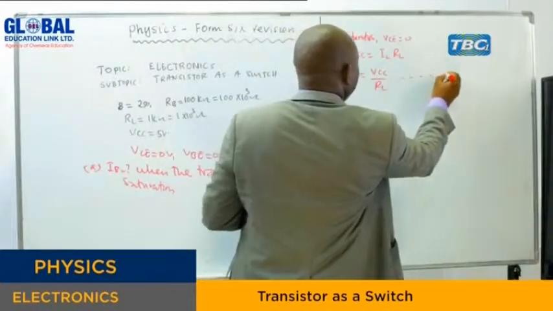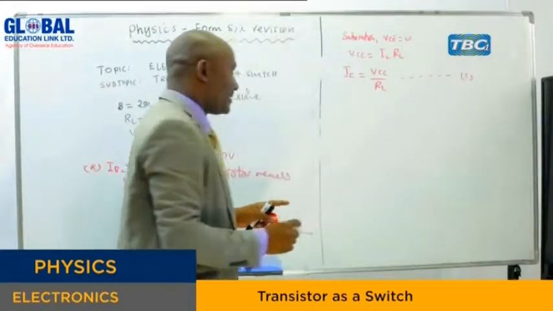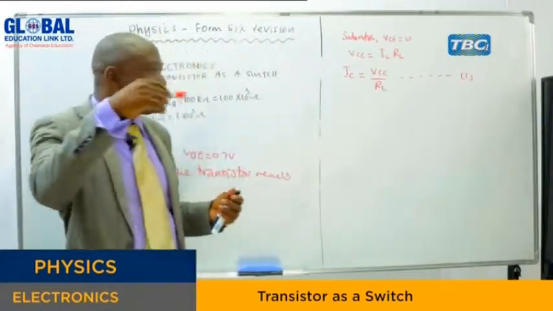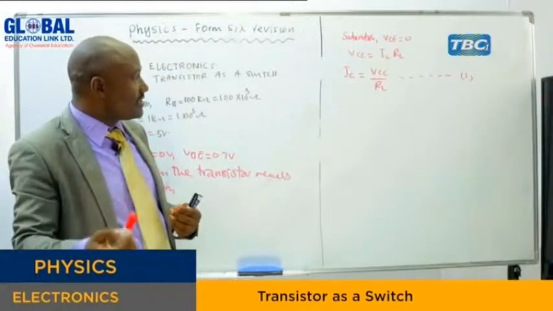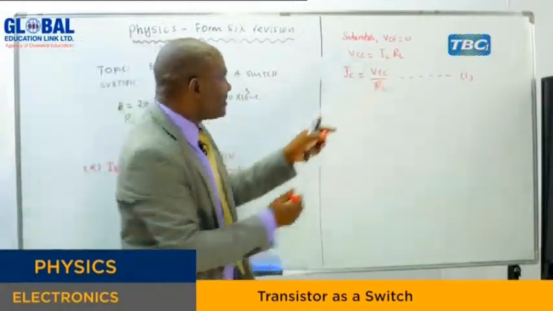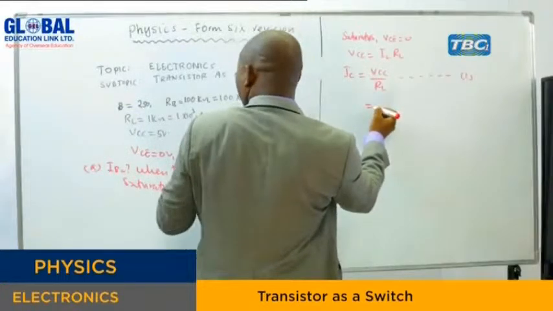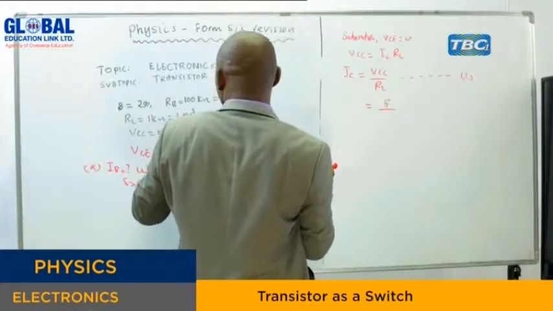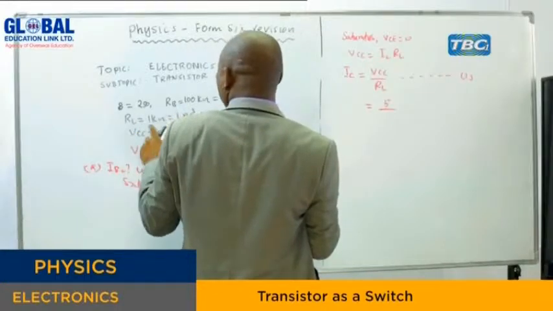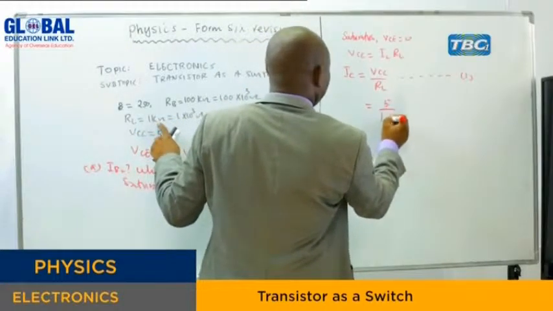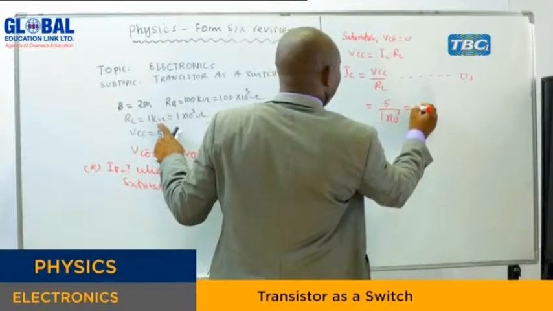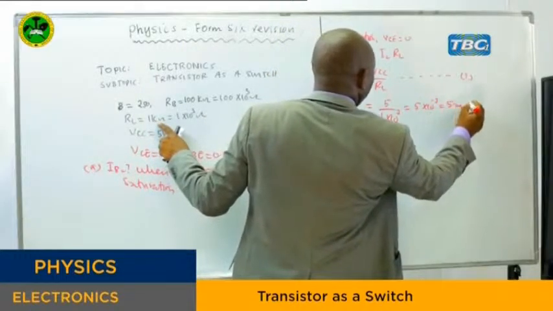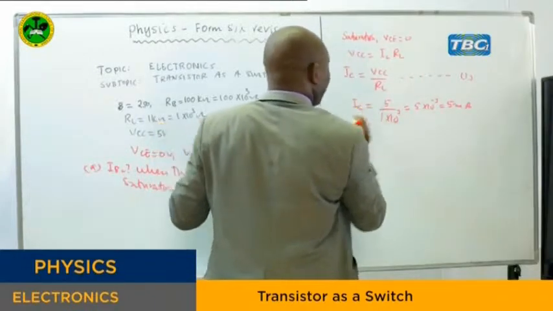Step number 1: if you want to find the minimum base current, you should know the value of the current at which the transistor starts saturation. So it starts when VCC is given. Our VCC is 5, and our load resistance here is 1 times 10 to the power 3. You get 5 times 10 to the power negative 3, which is 5 milliamperes. This is our collector current.